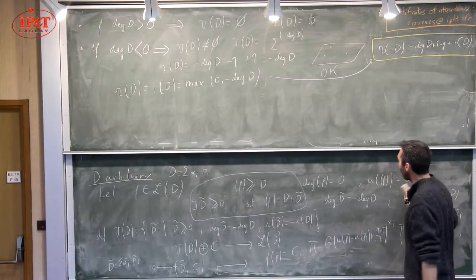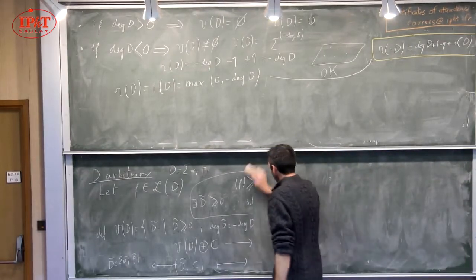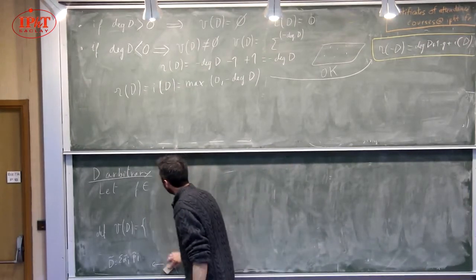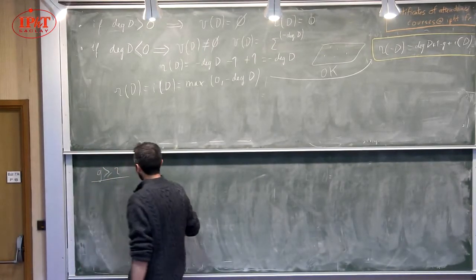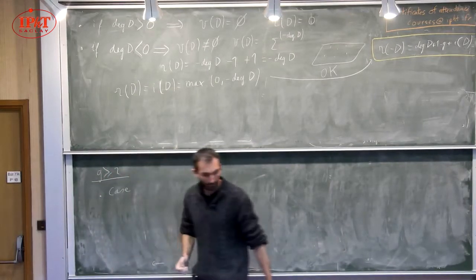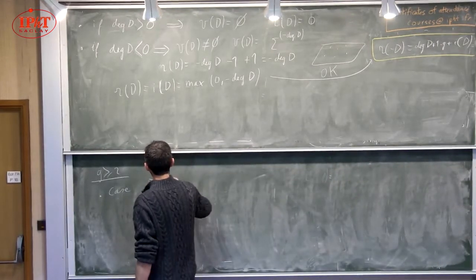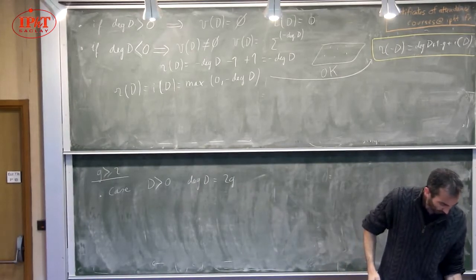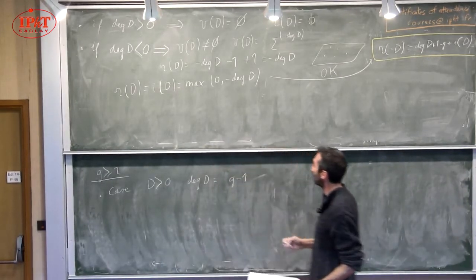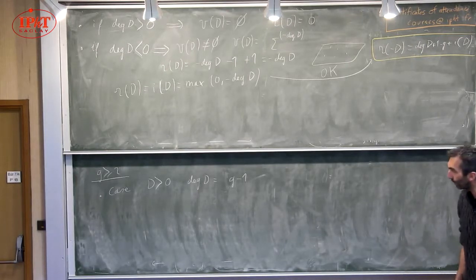Let me do another special case. Now let's take g larger than 2. Let's take the case where D is positive, and the degree of D equals g minus 1. Well, let's do that case. In fact, this case is very close to the general case.